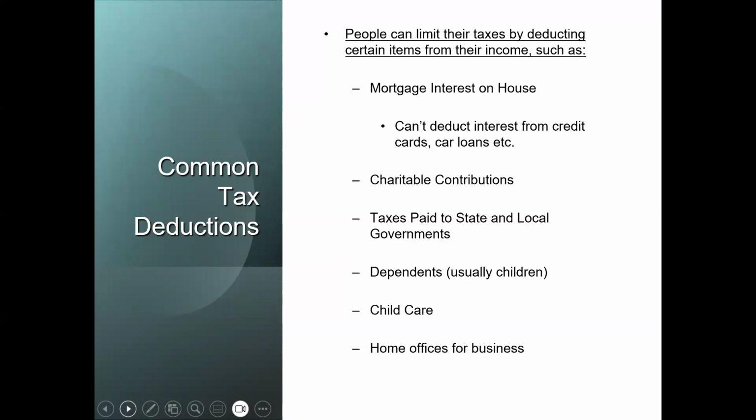People that have kids, you get a dependent tax deduction, as well as, depending on how much you make, maybe some child care relief. And one of the big things is home offices for businesses, although this is one of those things that people like to audit quite a bit.